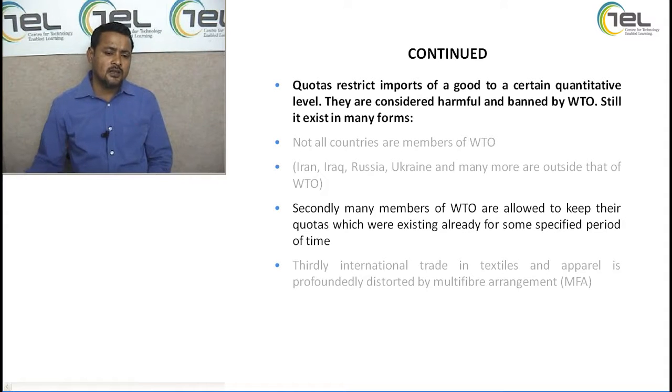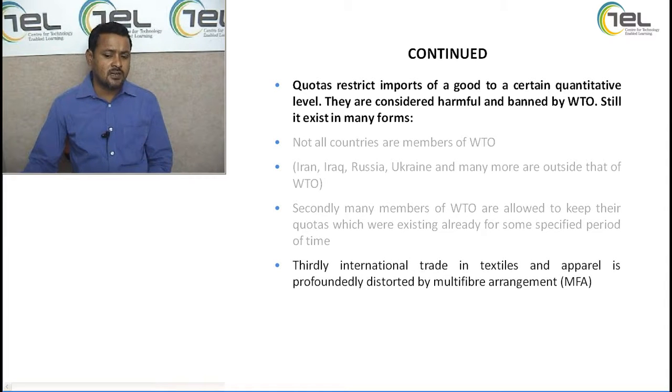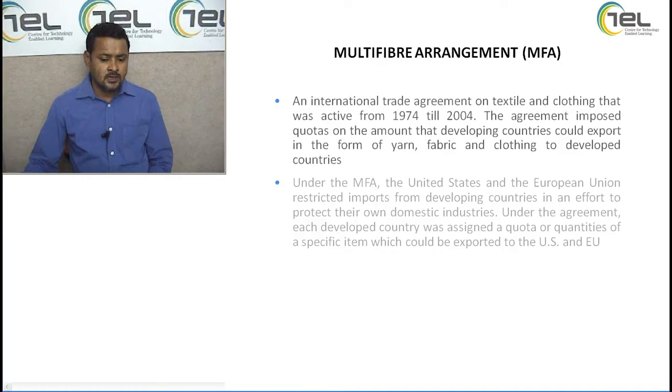Thirdly, the international trade in textiles and apparel is profoundly distorted by multi-fiber arrangements. The multi-fiber arrangement was an international trade agreement on textile and clothing that was active from 1974 to 2004. The agreement imposed quotas on the amount of imports made to parts of Europe and the United States from developing countries, which can be in the form of yarns, cotton fabrics, and clothing.